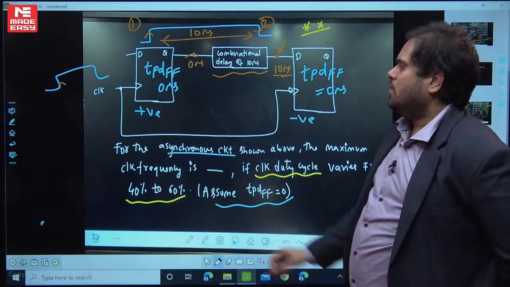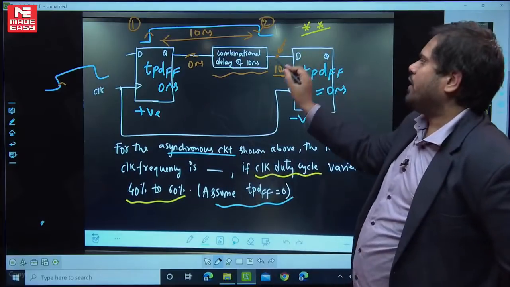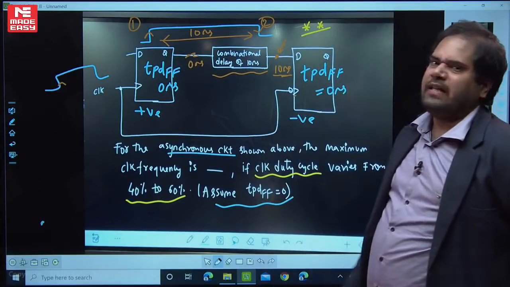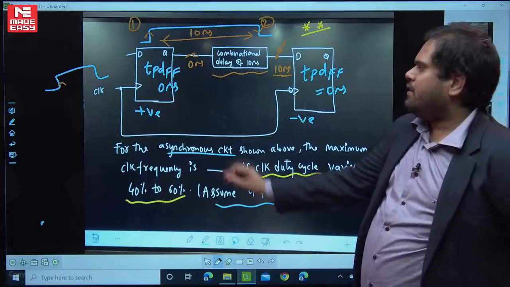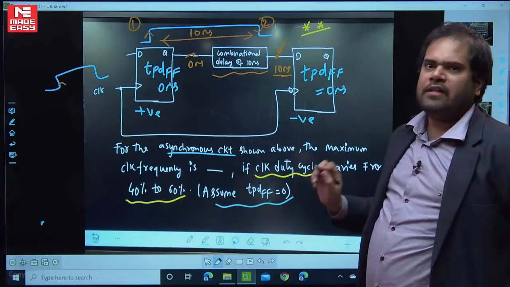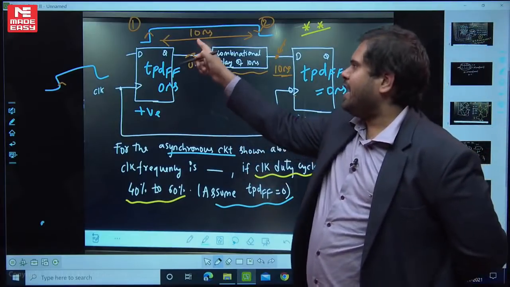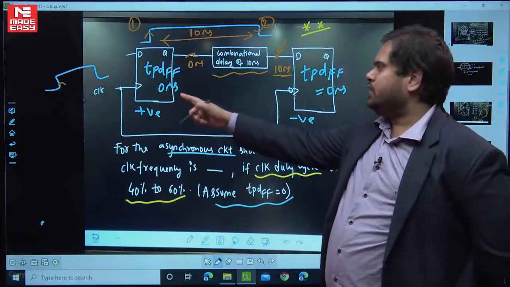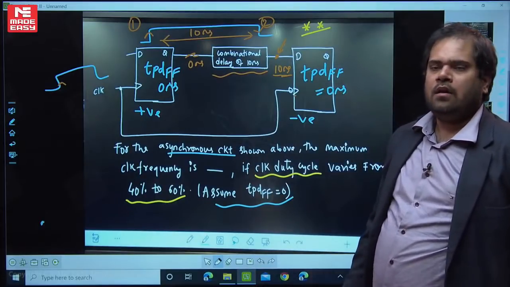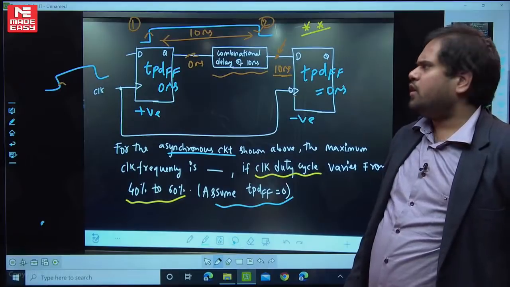That means the first flip flop triggers first, then the second one triggers, and the delay between the two should be exactly 10 nanoseconds. Here I gave 0 nanoseconds, here I gave 0. Otherwise ideally this also should get added here. But anyway, 0 is given in the question, so no problem.